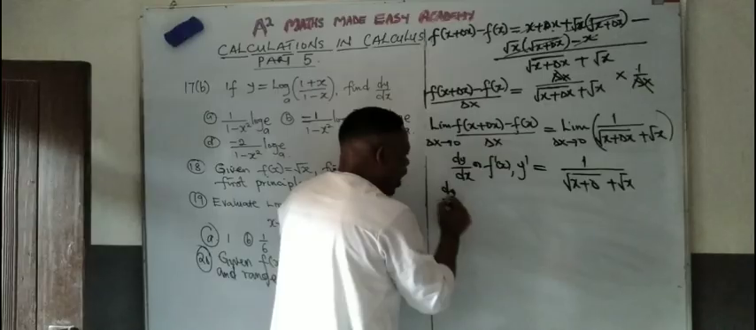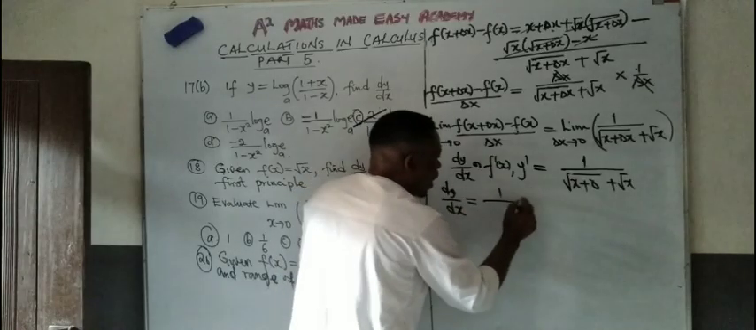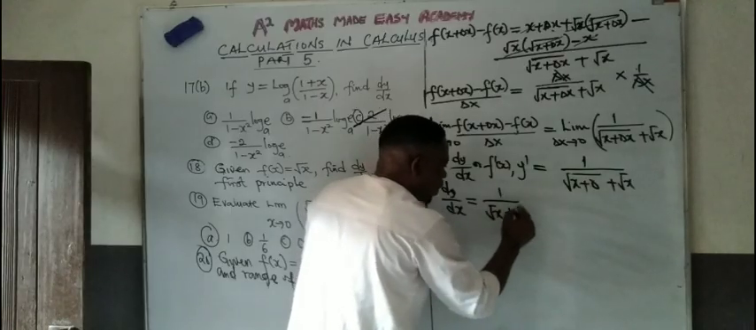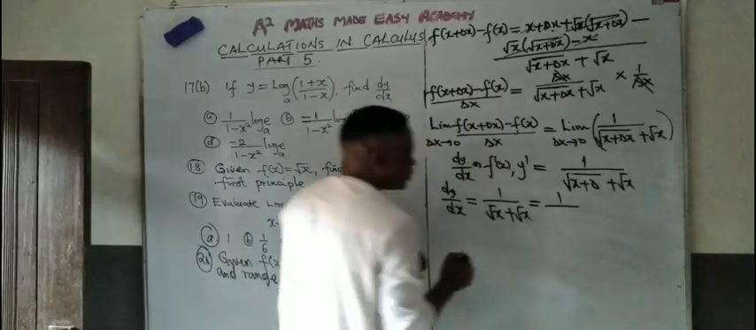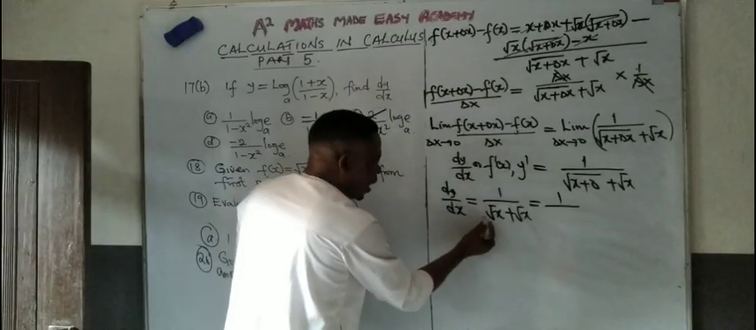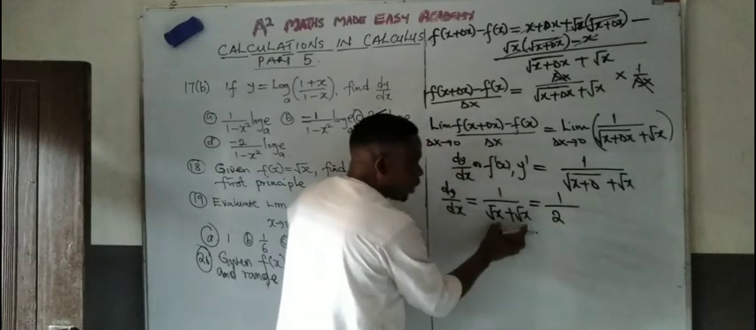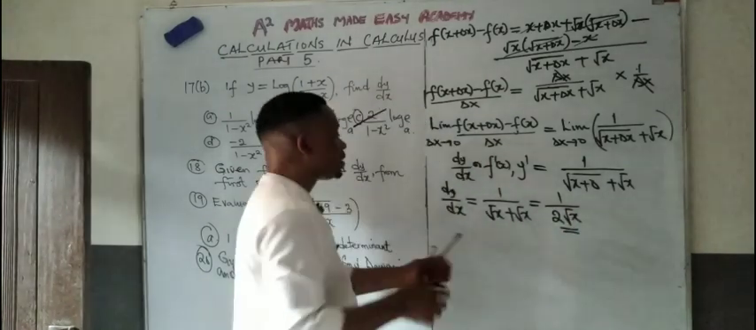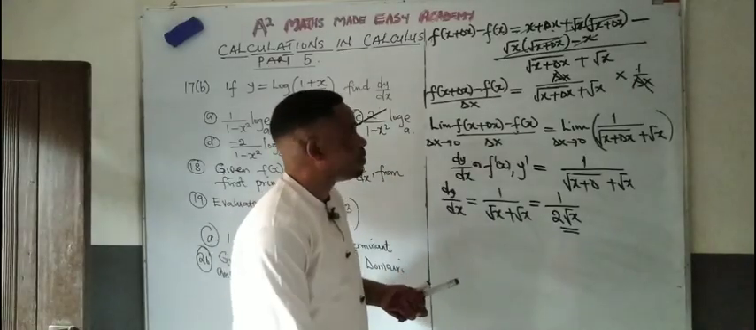Can we now say dy all over dx is now equal to 1 over square root of x plus 0, which will give you square root of x, then plus square root of x. Now what is the final answer? 1 all over, can we say invisible 1? Invisible 1, 1 plus 1 will give you 2, right? Pick one of the square roots, which is square root of x. And this is the final answer. And this is what we call differentiation from first principle. Have I made myself clear?